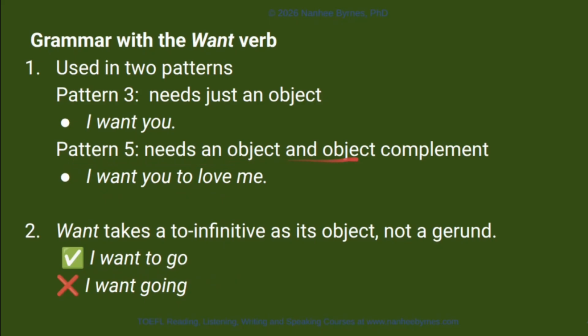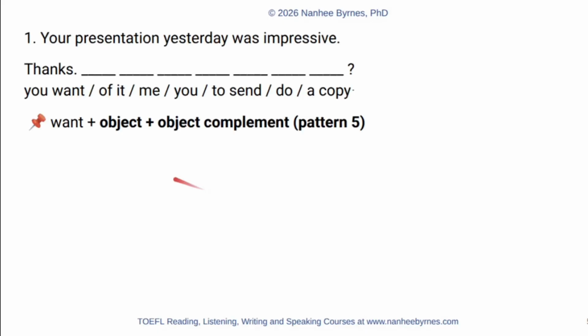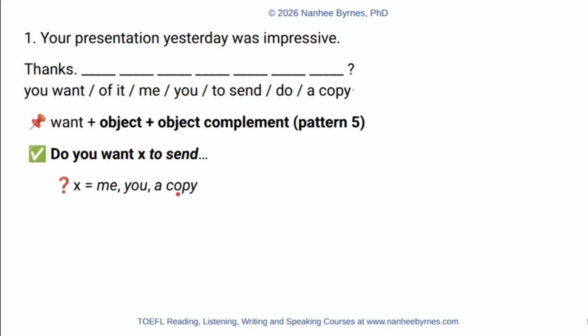Now, let's examine the given words to see which pattern is needed. The candidates for the complement of want are me, you, to send, and a copy. We need to use all of them, so the sentence cannot be sentence pattern 3. This clearly makes it sentence pattern 5, an object plus an object complement, where the complement is the to infinitive to send. But which word is the object, me, you, or a copy?